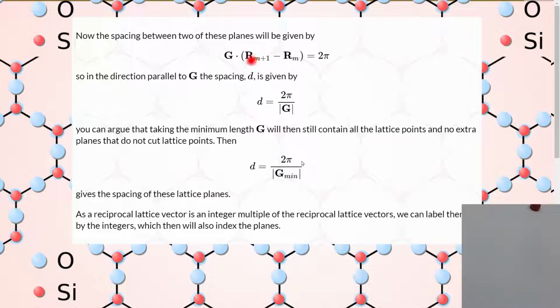If I dot either of them with the reciprocal lattice vector G, I get some multiple of 2 pi. So let's say that for these connected ones, I'm going to get 2 pi. Each of those dots is going to give some multiple of 2 pi.